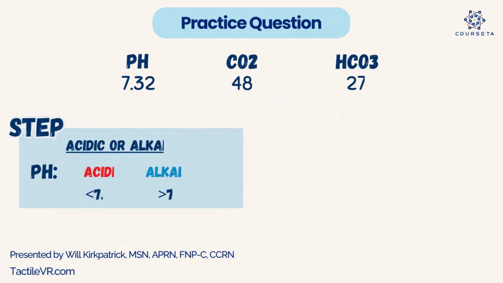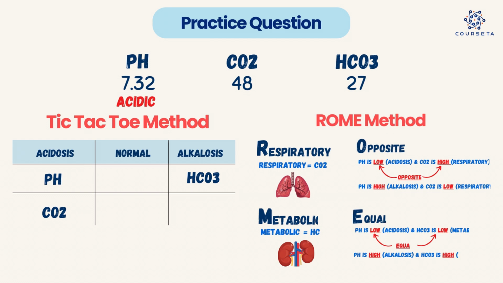All right, last question, guys, to test your knowledge. A pH is 7.32, a CO2 of 48, an HCO3 of 27. All right, step number 1, acidosis or alkalosis. It's below that 7.35, so it is acidosis. Okay, step number 2, is it respiratory or metabolic? Going through either step here using the Tic Tac Toe or the row method, you're going to find out that it is respiratory acidosis.